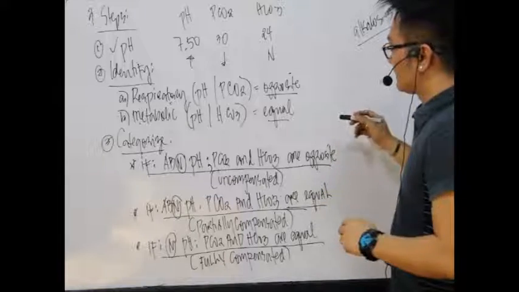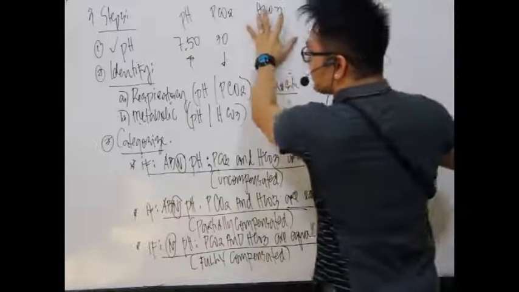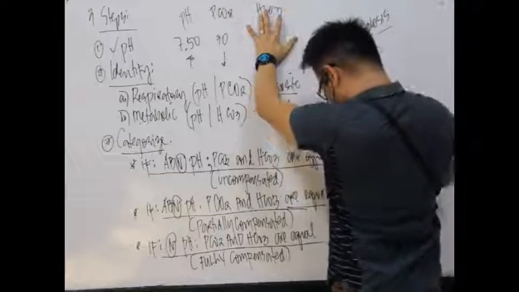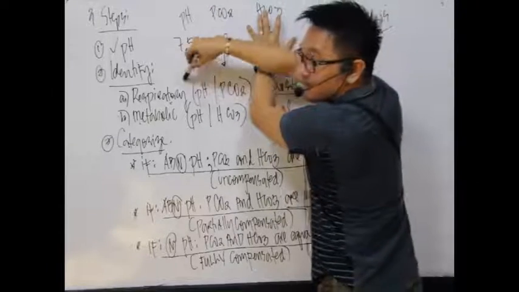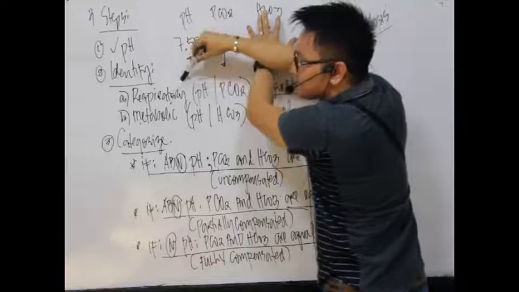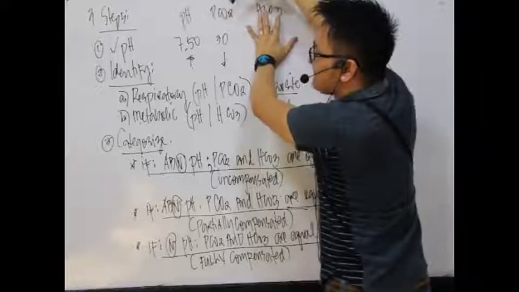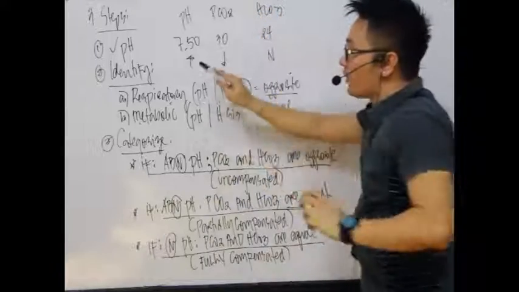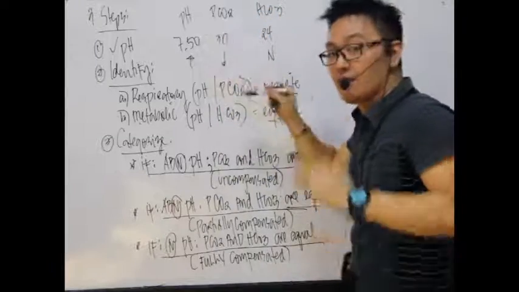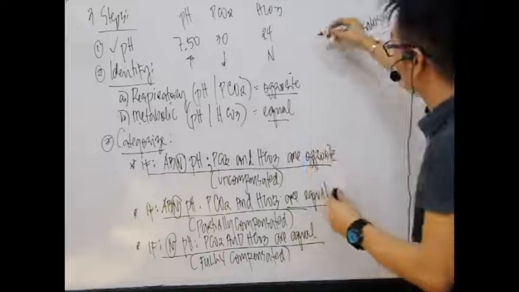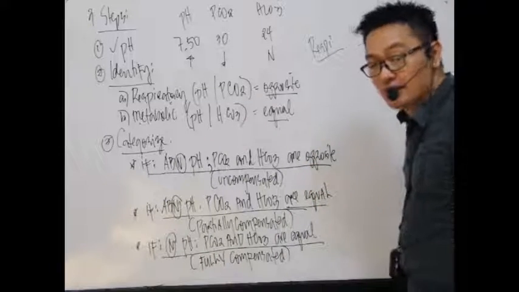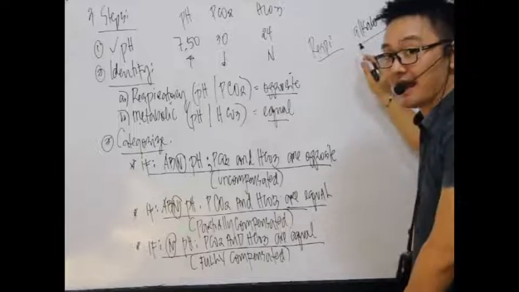So let's go back. If you cover bicarbonate and check pH and PCO2, it means you suspect respiratory, right? If it is respiratory, the pH and PCO2 must be opposite. Question, are they opposite? Yes, they are. One is high, the other one is low. Therefore, it falls under respiratory. Can you follow? Now, we know that it is already respiratory alkalosis.